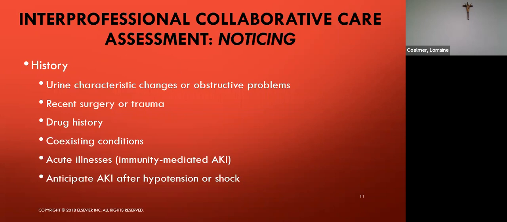Any acute illnesses such as COVID, that whole inflammatory response, sepsis, and then anticipate after hypotension or shock. If they come in to the ER and they're hypotensive, your brain should already say, I'm sure their kidney function is going to be decreased later. Somebody in cardiac arrest, I'm sure their kidney function is going to be decreased later. It's not going to show right then and there. With cardiac arrest, it hasn't had time for the numbers to change, but 6 hours later you get a creatinine and it's elevated.